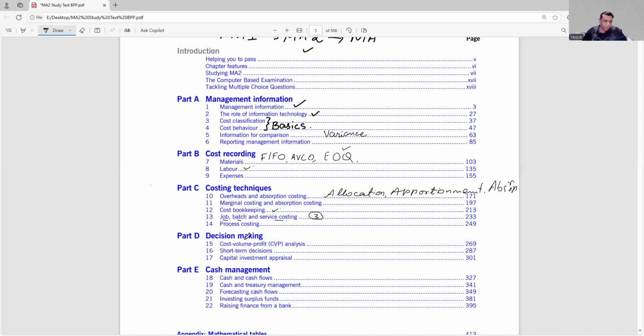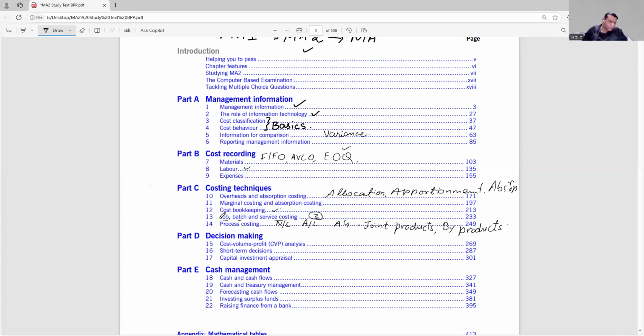It is one of the important topics. So process costing focuses on what? Process costing focuses on normal loss. It has abnormal loss, abnormal gain. It also focuses on joint products. It focuses on byproducts. So this is what process costing.